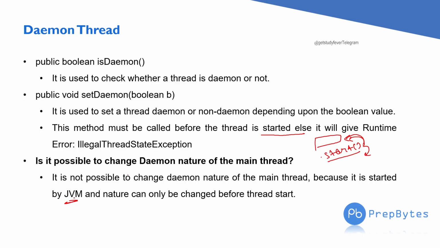So that was daemon threads, and this completes our multi-threading. We have learned many things. We started with the difference between process-based and thread-based multitasking. Then we saw there are two ways of defining a thread: extending Thread or implementing the Runnable interface. Implementing Runnable is better, and you know the reason. We have seen the priorities of a thread and the constructors of Thread.